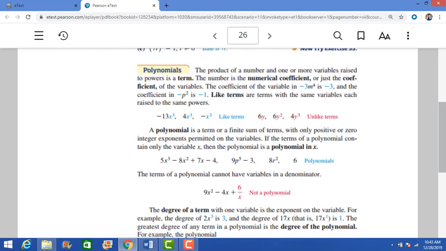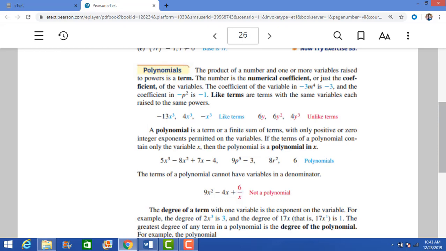Okay, so now polynomials. If we take the product of a number and one or more variables raised to powers, that is called a term. Okay, so we take a product, so we're multiplying, of a number and one or more variables that are raised to powers, and those powers could be 1, is called a term. Okay, the number in the term is called a coefficient of the variables that are in the term.